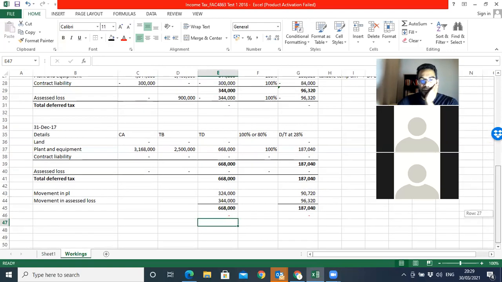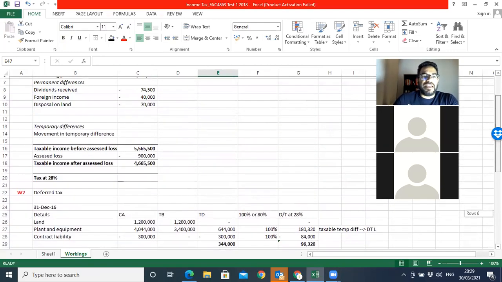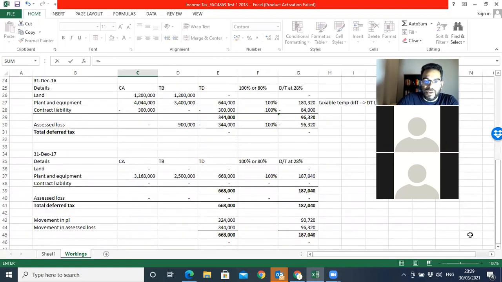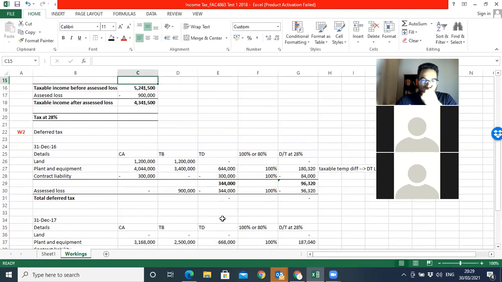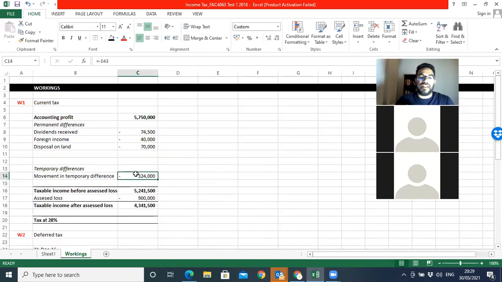Okay, so I'm happy with that. So now we need to bring in the movement in temporary difference. Which movement do we bring in? The one relating to profit or loss, so this is the one excluding the assessed loss. So I'm going to say equal to, and I'm going to make it negative. It is going to be the 324. I'm bringing in the 324 because it's the 324 that represents the P&L. So remember, I had 668.